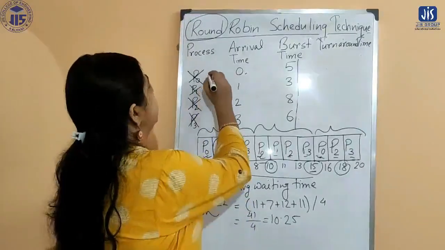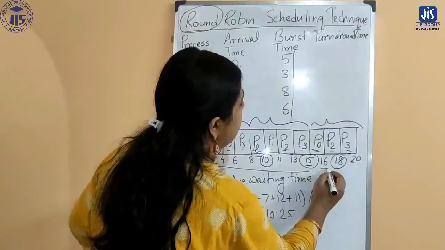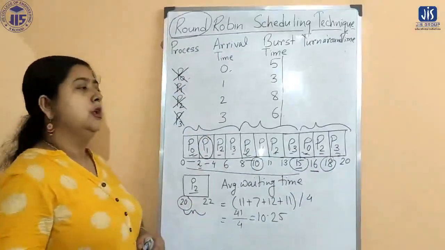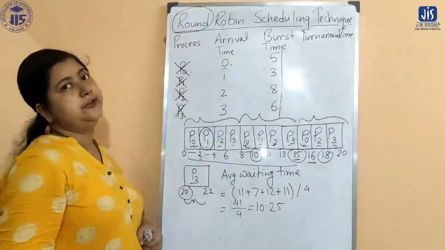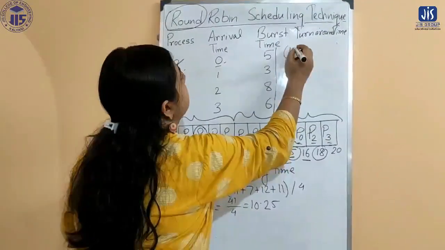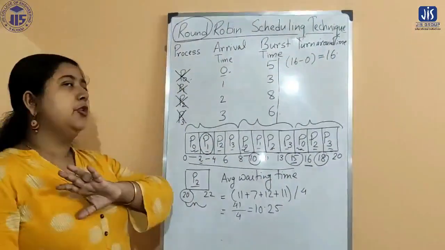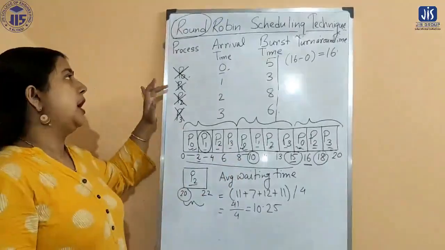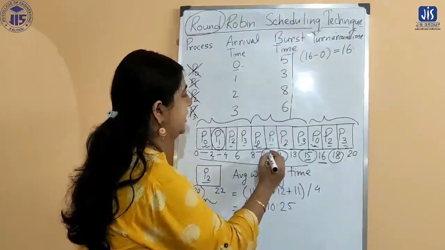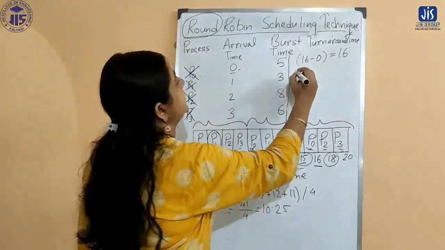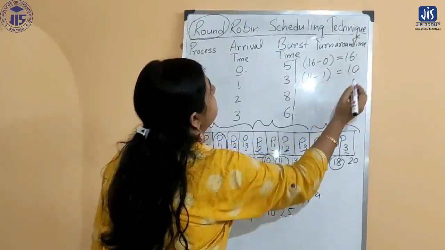So firstly we are starting with P0. For P0 you can see P0 is completed at 16. So 16 is the completion time of P0 and this is the arrival time. So the turnaround time will be 16 minus 0, that is 16. There is no further calculation required. Now for P1, you can see P1 is completed at 11. So it will be 11 minus its arrival time 1, that means 10.